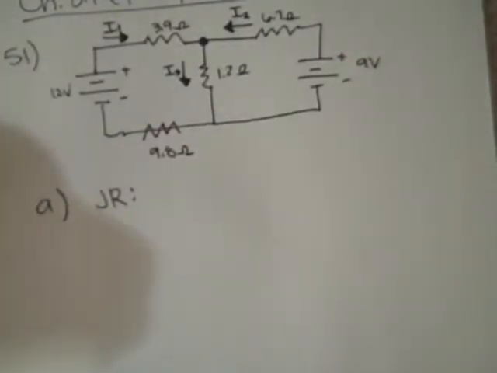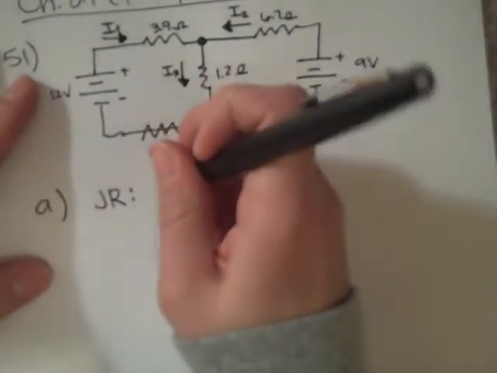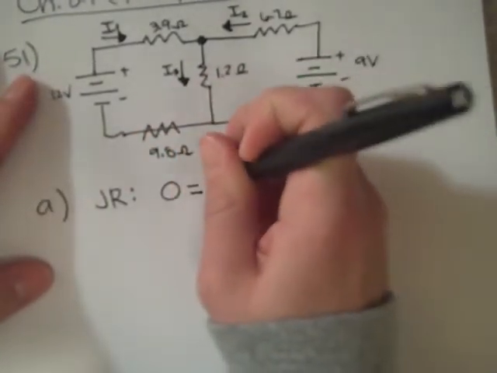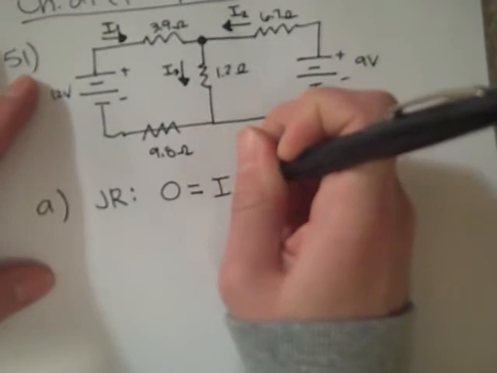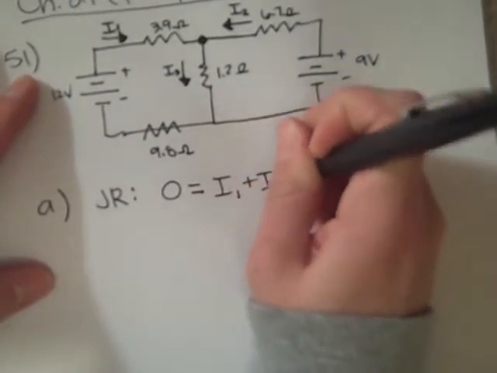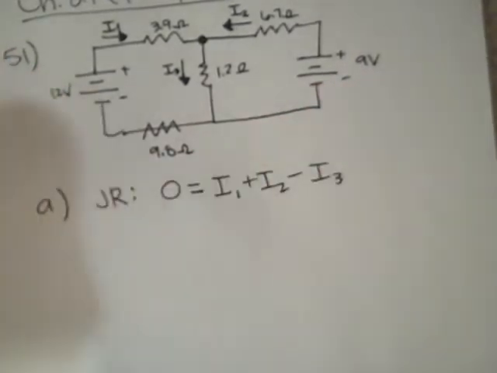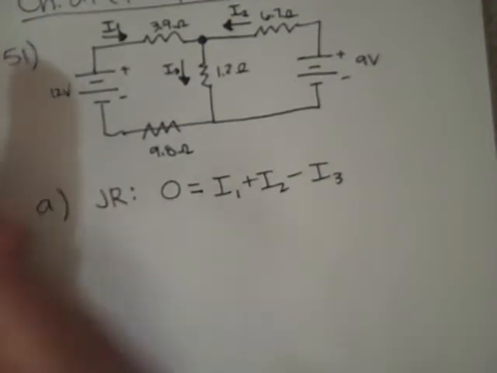Now you can technically call the directions whichever way you want, and your answer, if it's negative, just tells you that you initially stated that the current was going in the wrong direction, so that should fix your mistake. And so with the junction rule, all your currents going into the junction equal all your currents going out of the junction. So 0 equals I1, because that's going into the junction, plus I2, minus I3, because that is the current that is leaving the junction.